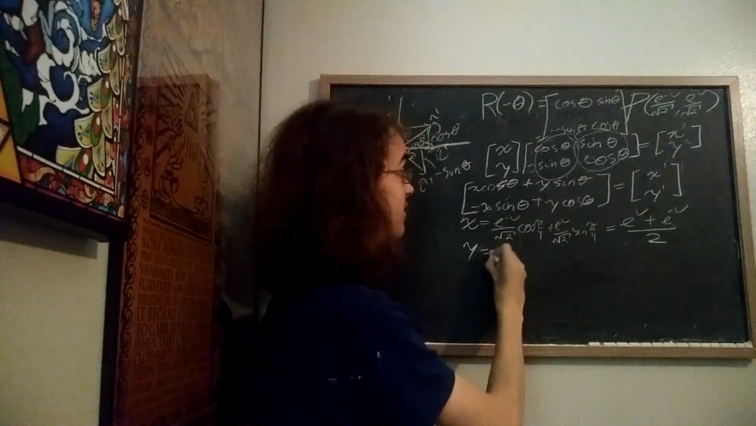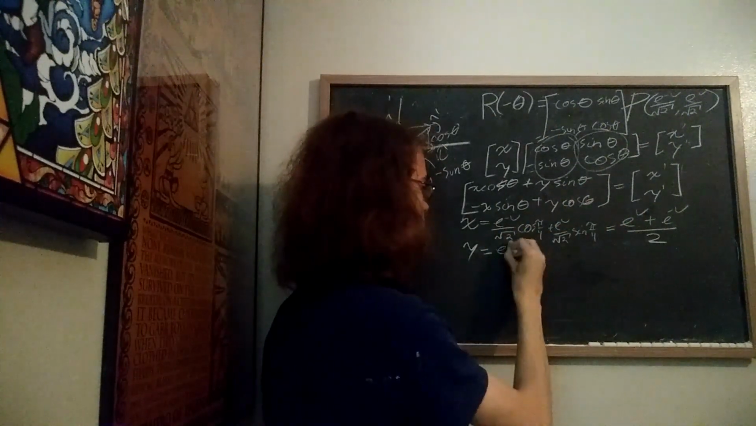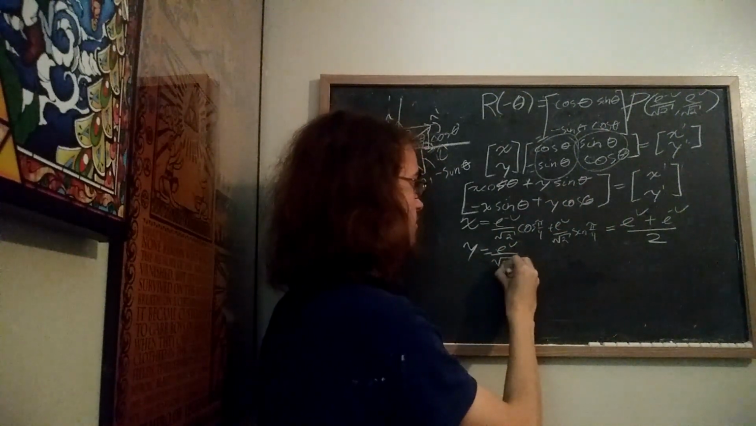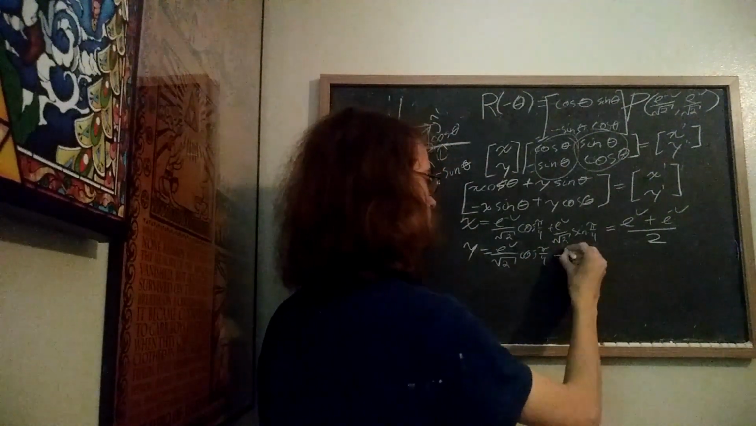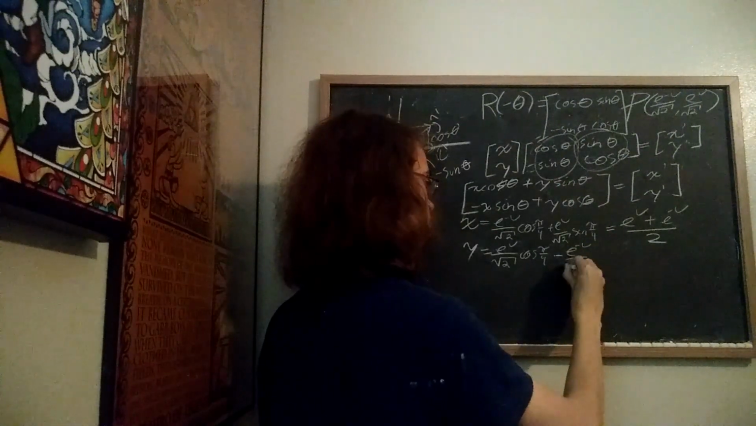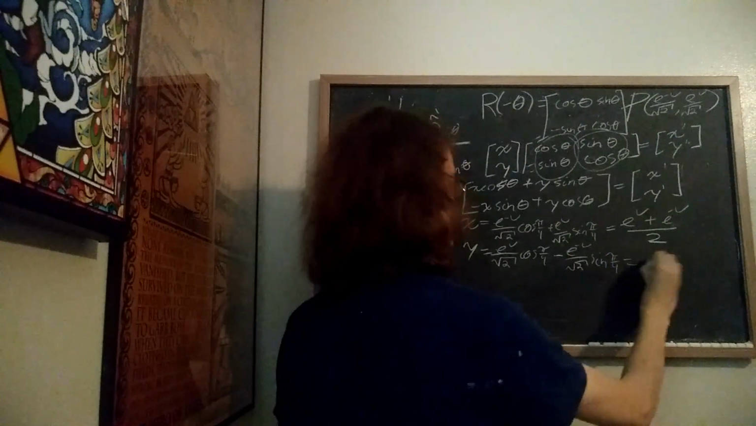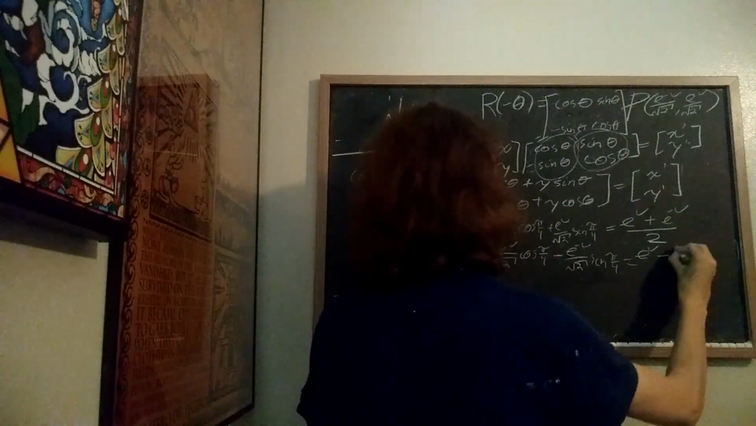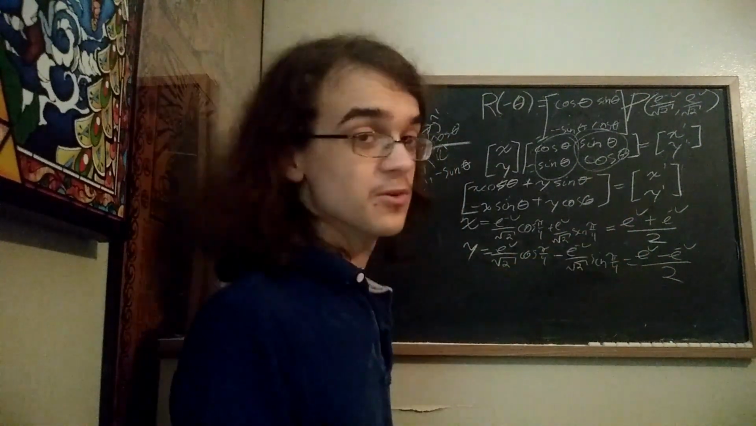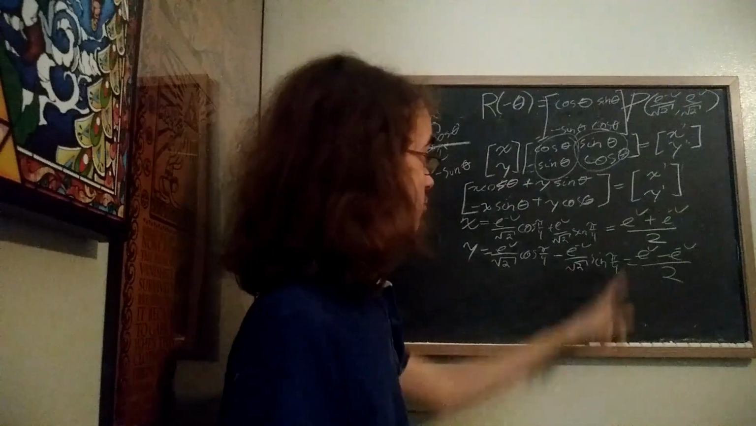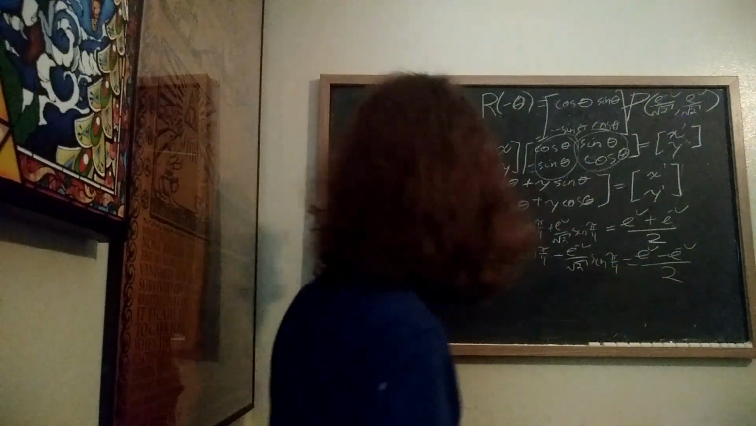Y, we do the same thing. We use this instead, so now we use e to the u over root 2 times the cosine pi over 4 minus e to the minus u over root 2 times the sine pi over 4. And that simplifies to e to the u minus e to the minus u over 2. Now those two might look very familiar if you've ever taken Calc 2, because those are the definitions of the hyperbolic trig functions, which are what we're looking for.